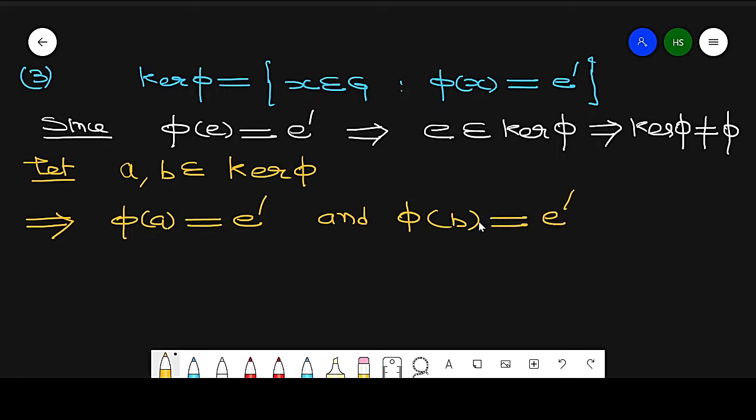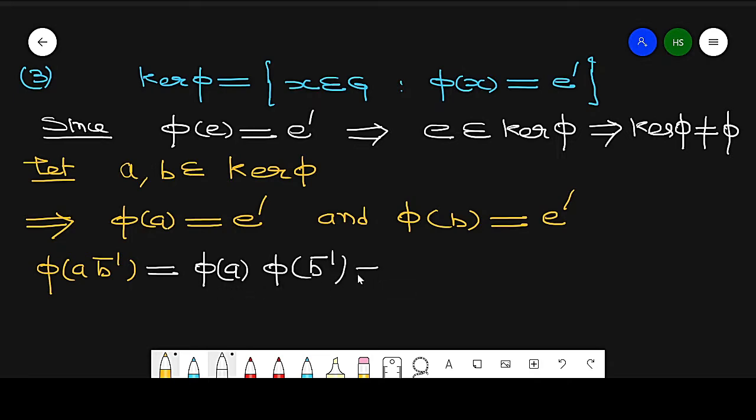So to prove it is a subgroup, I want to show that AB inverse belongs to this set. AB inverse belongs to this set if phi of AB inverse is equal to identity. Now I take phi of AB inverse. What is phi? Phi is a homomorphism, so this can be written as phi A into phi B inverse.